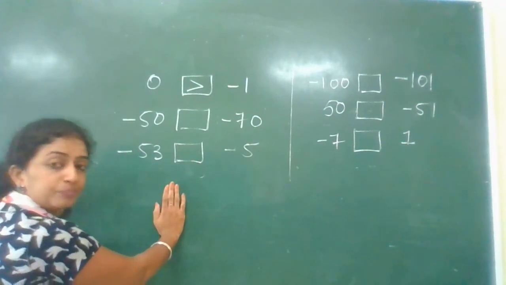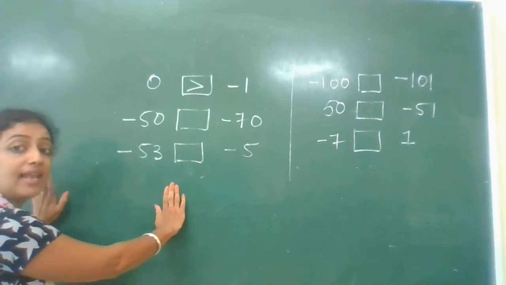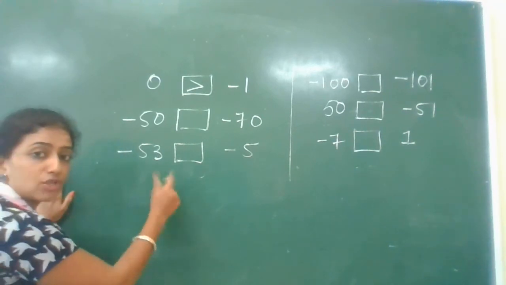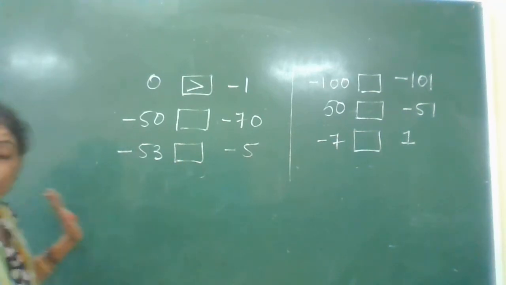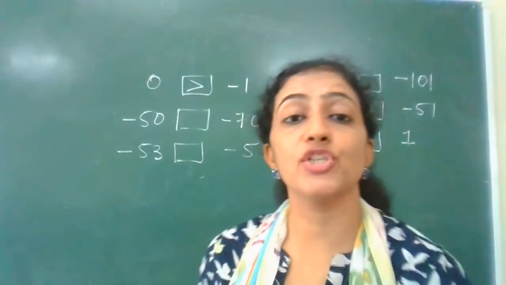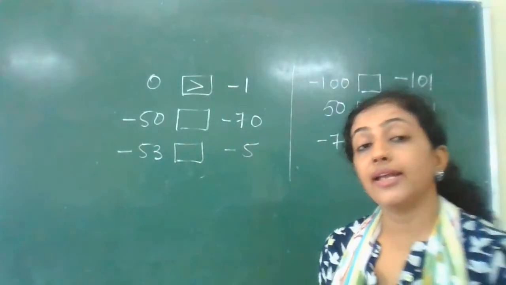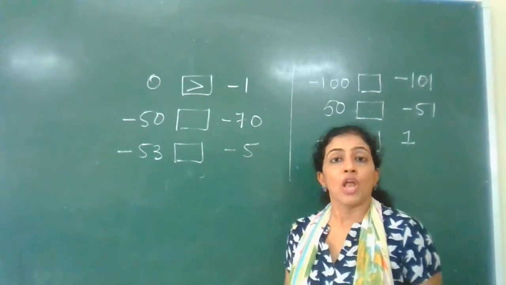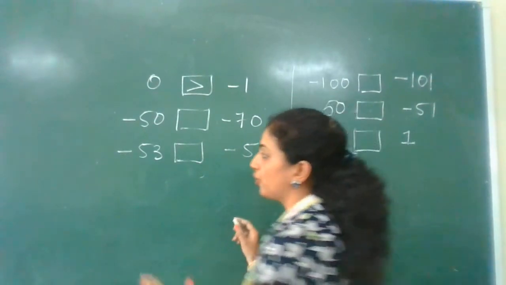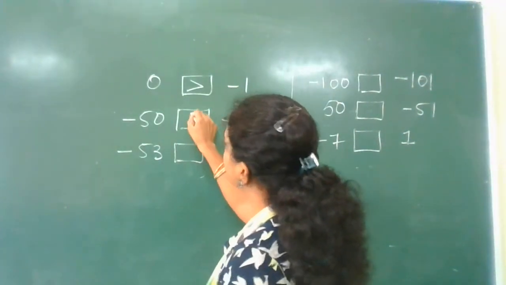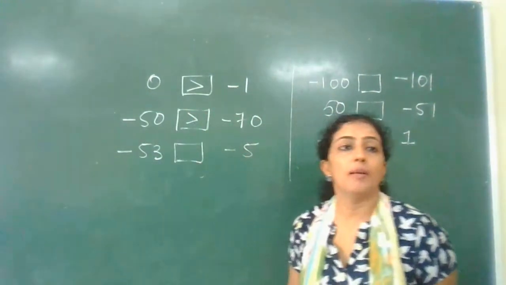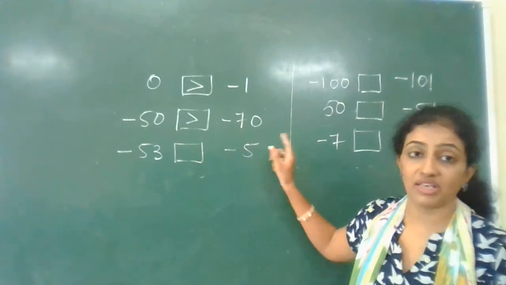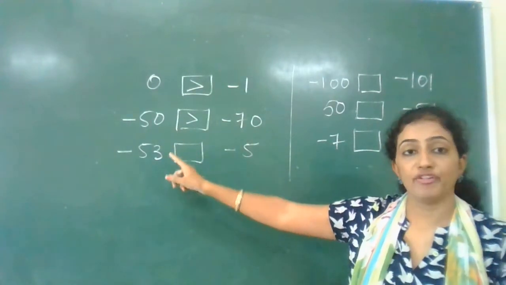70 is on which side? Left side. 50 is on which hand? Right hand. So always remember, the number which is on the right hand is greater than the number which is on the left hand. So minus 70 comes on the left hand. So minus 70 is smaller than minus 50.